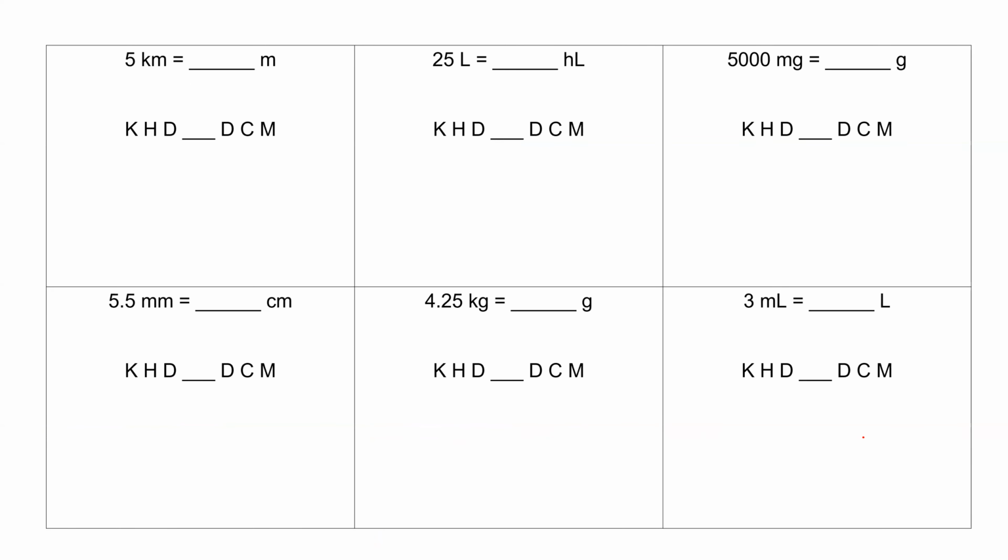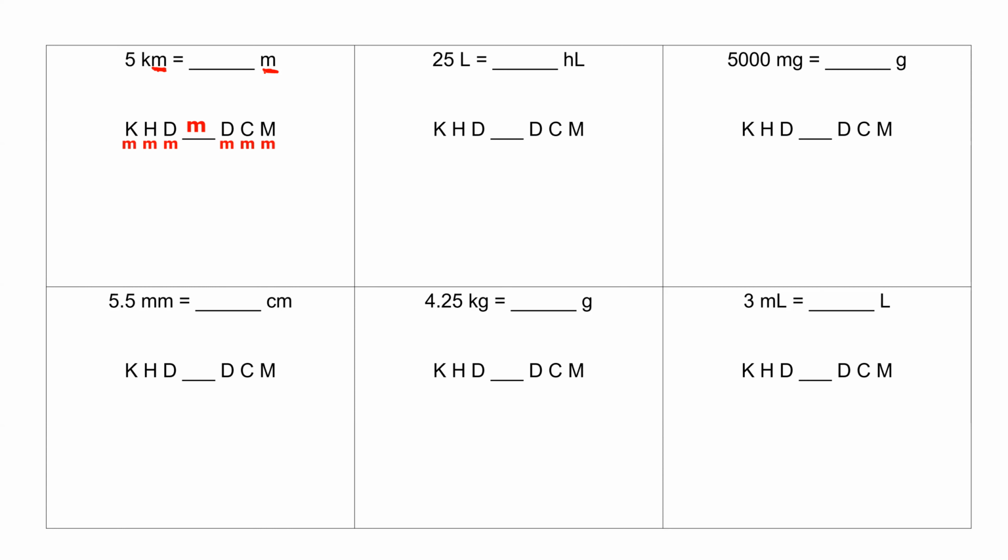Okay, so the first problem, we have 5 km equals blank m. So we have 5 km, and I need to find out how many meters it is. The first thing that I want us to think about is what base are we using, because that's going to help our letter lineup. The second letter is an M. We have an M here. So my base, that middle letter, is an M.